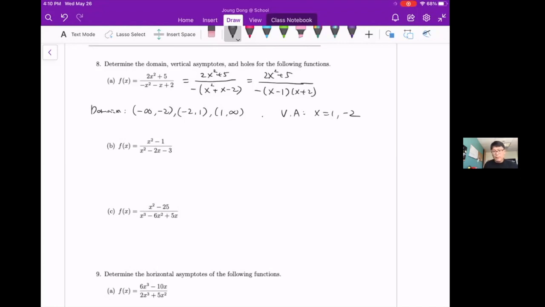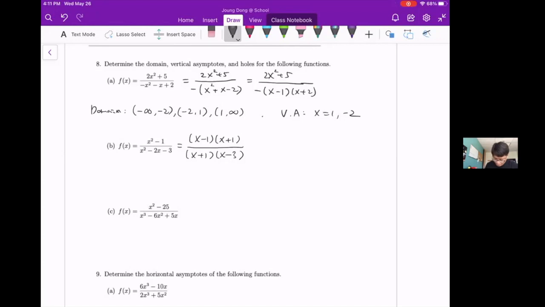And what about b? We're going to do the same thing. Since it is a rational function, we're going to factor the numerator and denominator, both of them. The numerator is x minus 1, x plus 1. I strongly recommend you remember this factoring, the difference of squares, right? And the denominator is x plus 1, x minus 3. Let's talk about the domain first. The domain excludes the undefined points of the rational function, which means x equal to negative 1 and 3 cannot be in the domain.